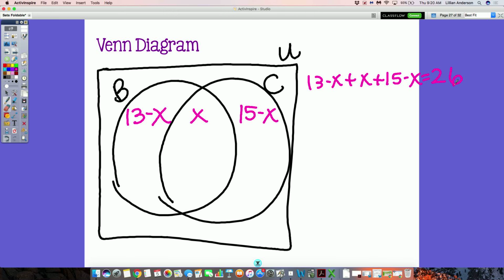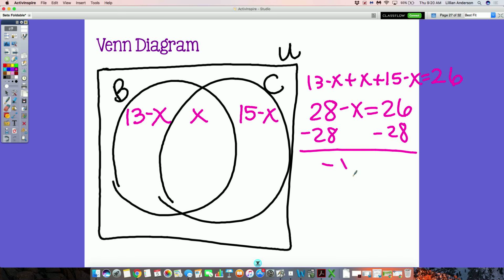So from here, it's pretty much just solving an equation, okay? Combine like terms. What's 13 plus 15? 28. What's negative x plus negative x? Negative 2x. So 28 minus 2x equals 26. Solve for x. What does x equal? It does equal 2. Subtract 28 from both sides. That's negative 2x equals negative 2. Divide both sides by negative 2.